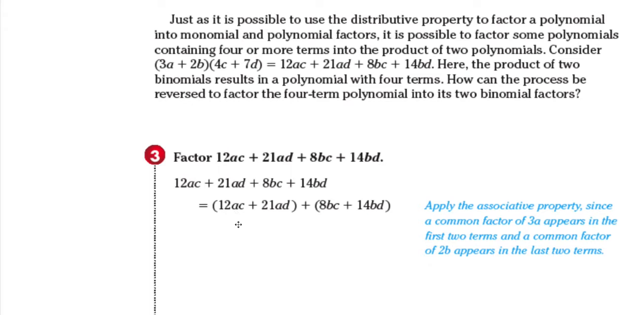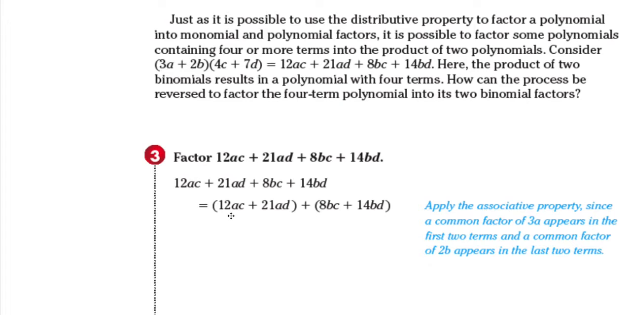We want to find the GCF, but before that, let's read this blue sentence right here. Apply the associative properties: the common factor of 3a appears in the first 2 terms, the common factor 2b appears in the last 2 terms. Basically what it's saying is what I just said. Find the GCF of 12ac and 21ad, which is 3a. Find the GCF of 8bc plus 14bd, which is 2b.